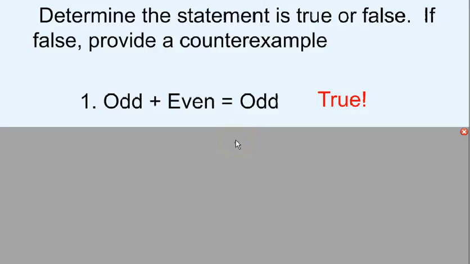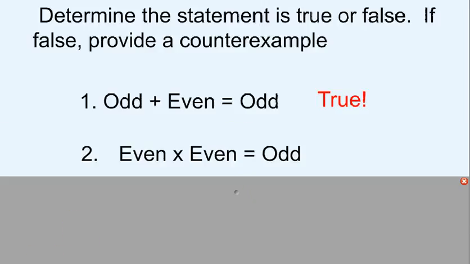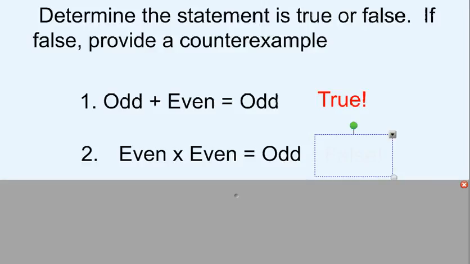All right, number two, an even times an even equals an odd. Again, you probably ran through a few mental examples or pencil and paper and found that maybe 2 times 2 equals 4, or 4 times 8 equals 32, or several of those, and found in each case you get an even answer instead of odd. So this one's false, and you could come up with your own counterexample, like one of the ones I just gave.